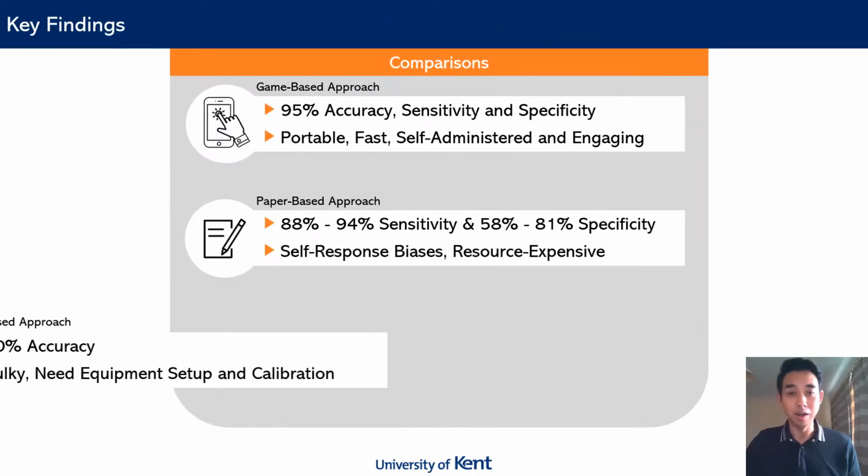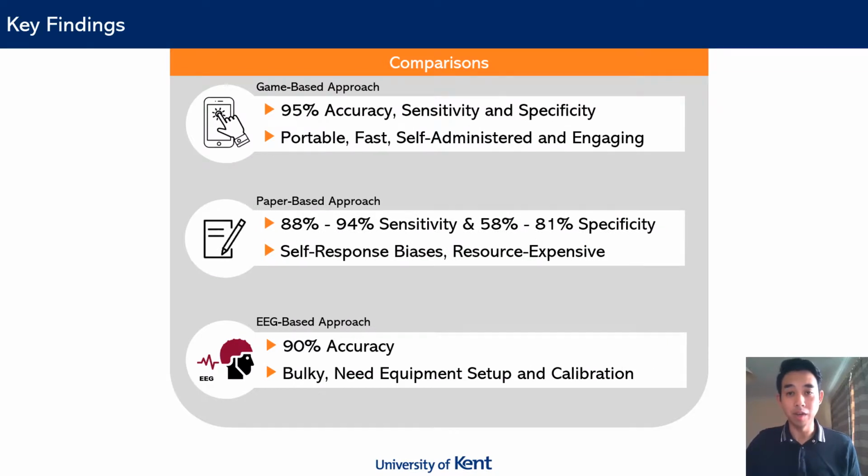Our key finding: with regard to classification performance, our game-based approach outperformed both conventional paper-based screening tools and the EEG-based methods. In addition, the game-based screening instrument is robust, fast, portable, and requires only minimal effort to implement. In contrast, the EEG data acquisition often takes a long time for equipment setup and calibration, which can be administered only by trained clinical staff within clinical premises.